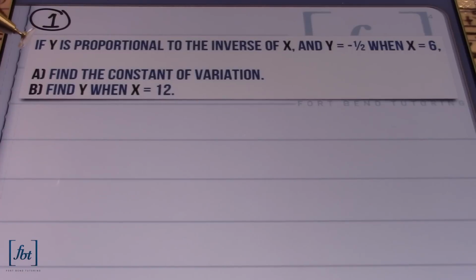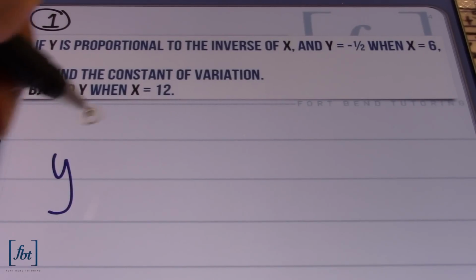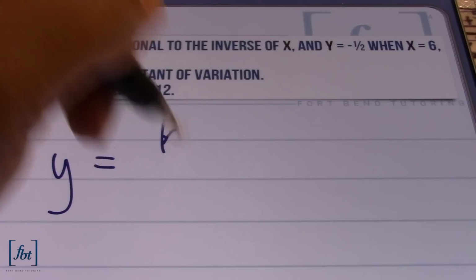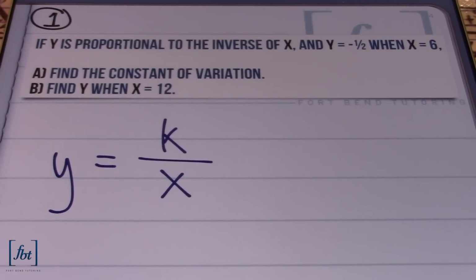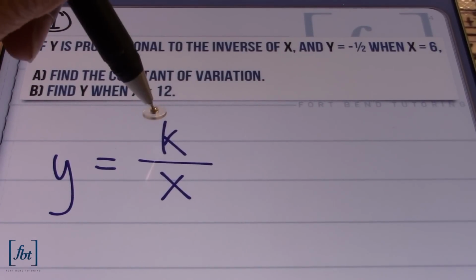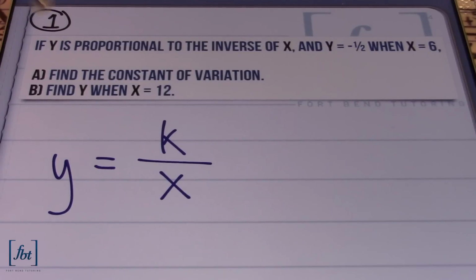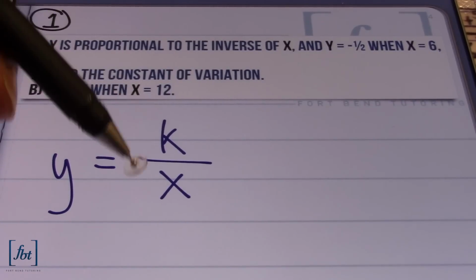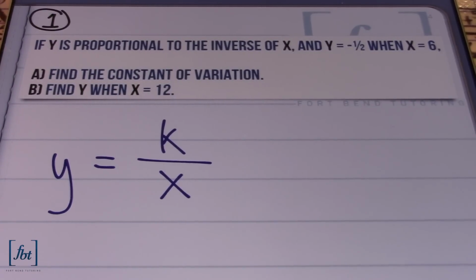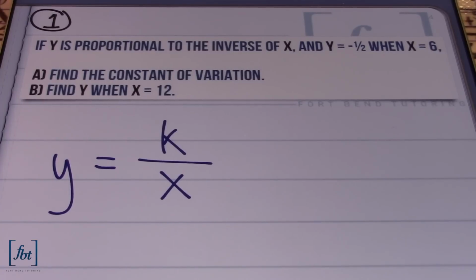So in order to make that happen, we will first have our setup of our variation equation. All right, and it's going to look like this. We'll say that y equals k over x. So y is proportional to the inverse of x is the same thing as y equals k divided by x. So I'm using that format from my first page in the video.